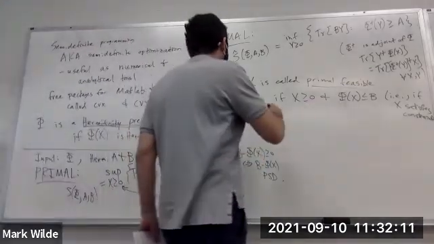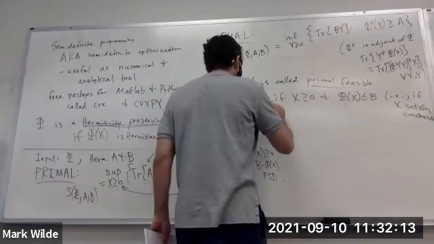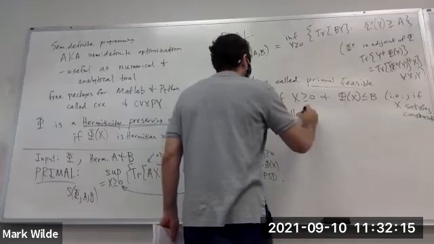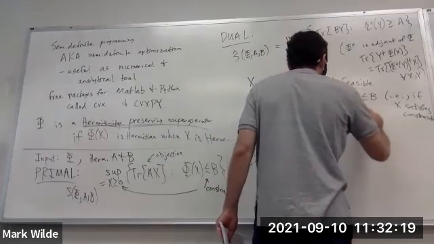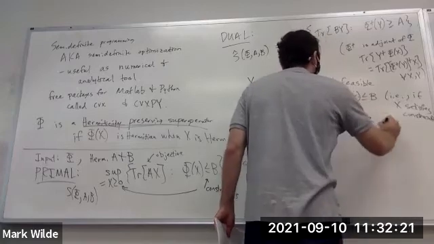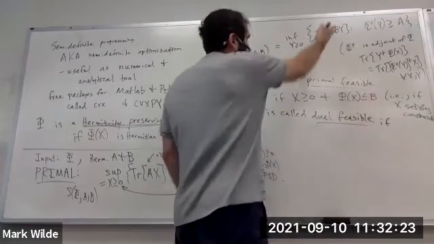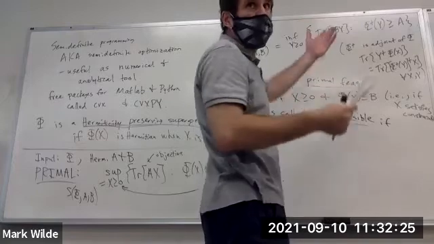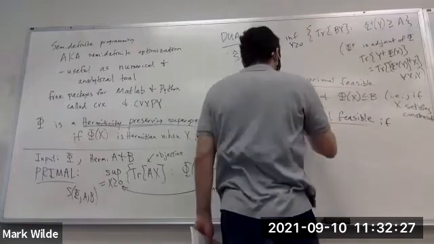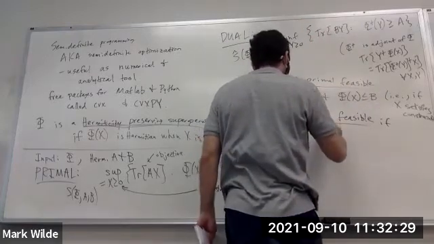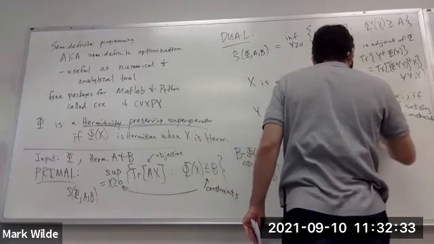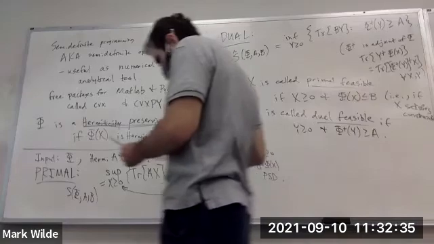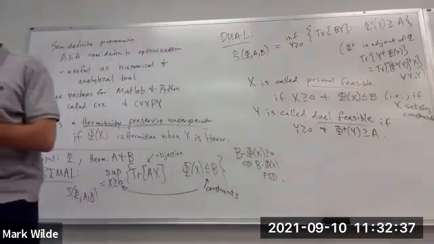We have a similar terminology. Y is called dual feasible if Y satisfies the constraints in the dual program. Y greater than 0 and Φ dagger of Y greater than or equal to A. Okay.